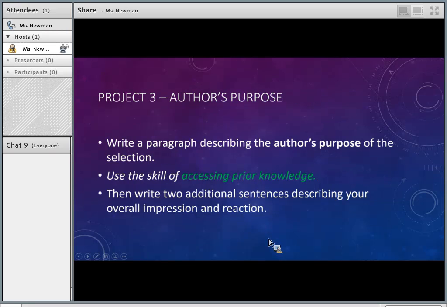Okay, the next day you're going to look at the author's purpose. So why did he write it, right? What was his purpose in what he said? So you're writing a paragraph describing the author's purpose of the selection. Use the skill of accessing prior knowledge. So what else do you know about his speech or what was going on at the time, or anything like that to help you understand his purpose? Then write 2 additional sentences describing your overall impression and reaction.